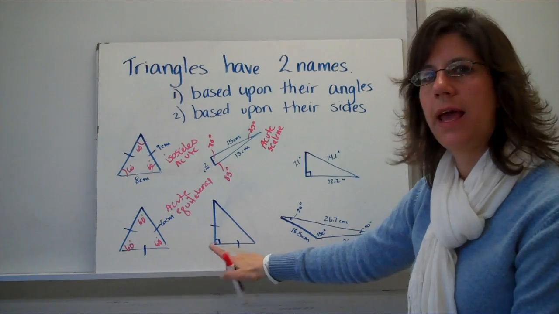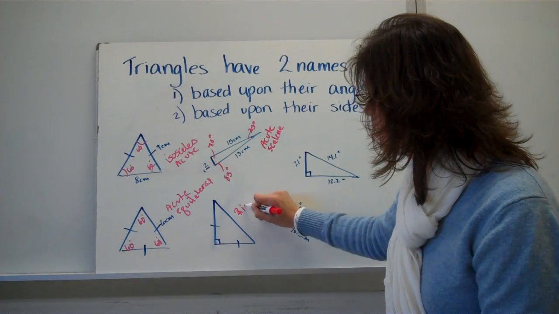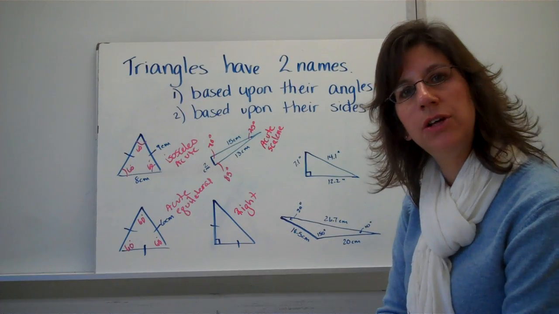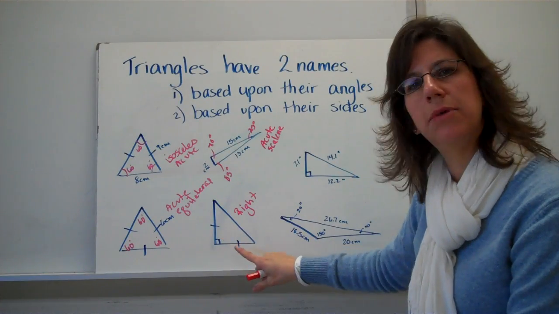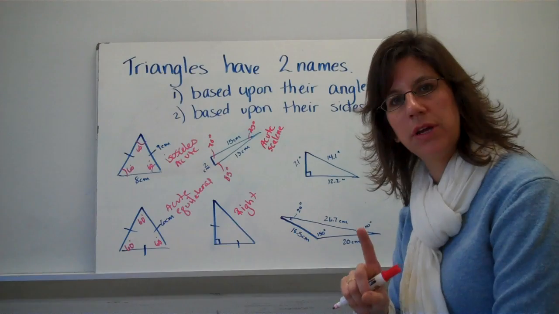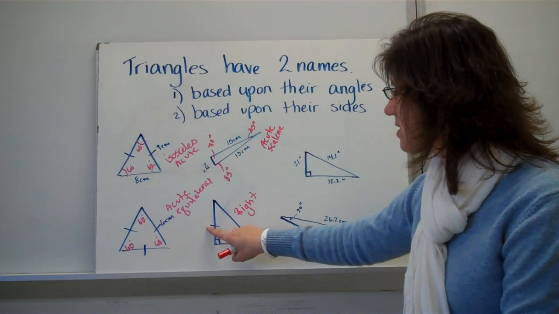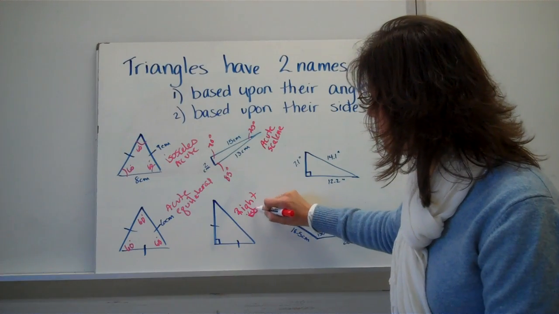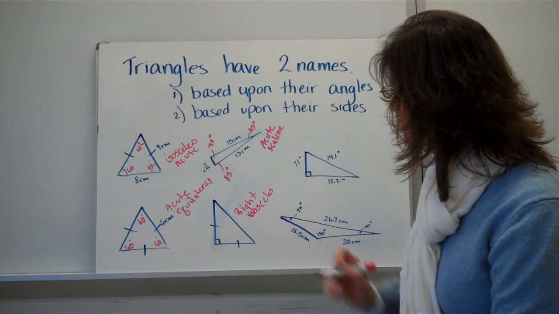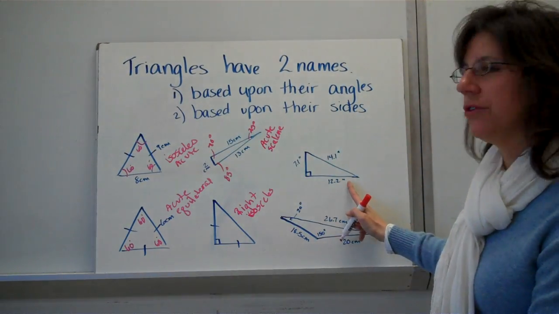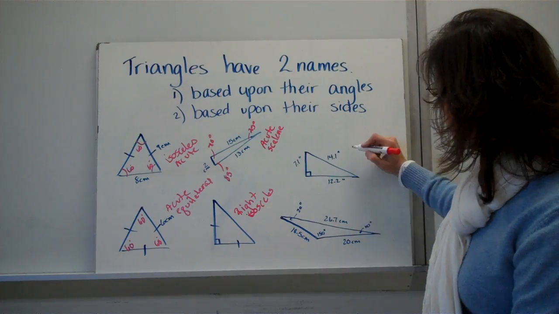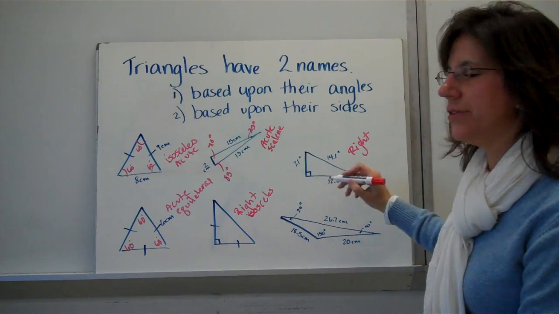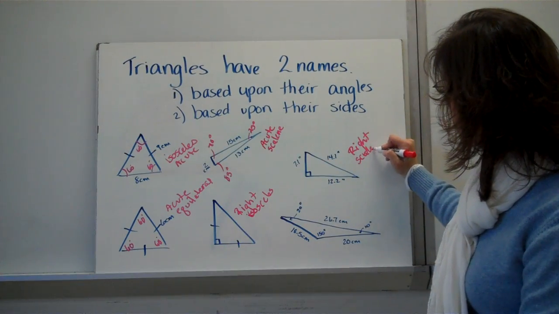This one, you have a right angle, so it's a right triangle. And 2 of the sides are the same, and I can tell 2 of the sides are the same because of the tick marks. They both have 1 tick mark each, so they match. That means this side matches this side. So we call it a right isosceles triangle. And then finally over here, again we have a right triangle. And all of the edges are different, so it is a scalene.